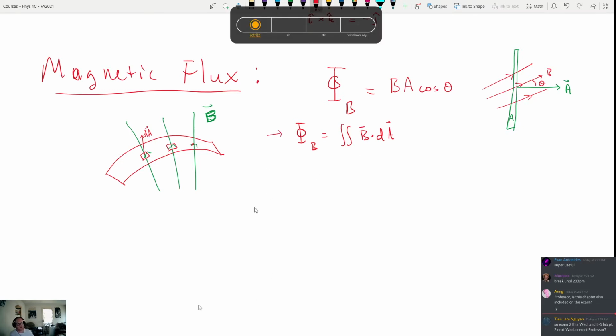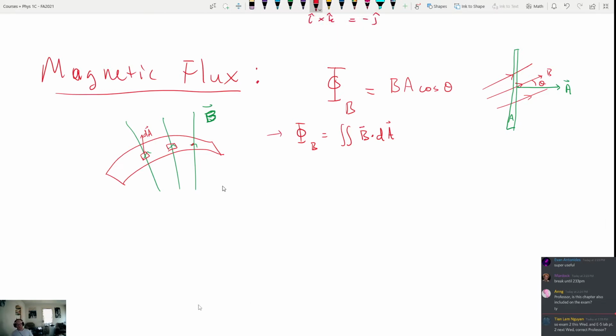You will be doing calculations with this, but we're not going to see the full force of what magnetic flux can do until we look at electricity and magnetism combined together through what's called Faraday's law of induction. So just keep this on hold for now. I'm just defining what it is so we can use it later.